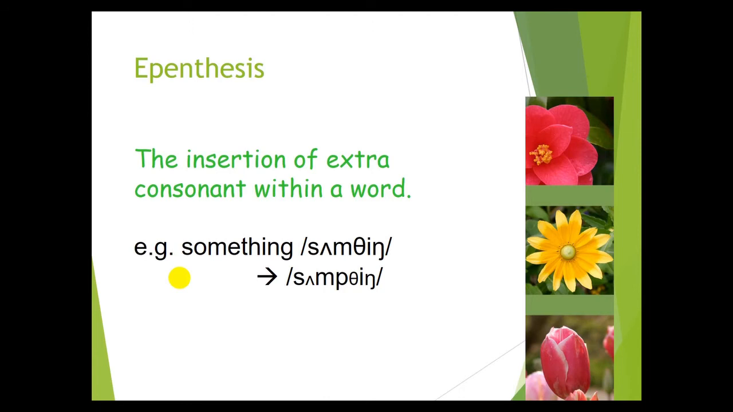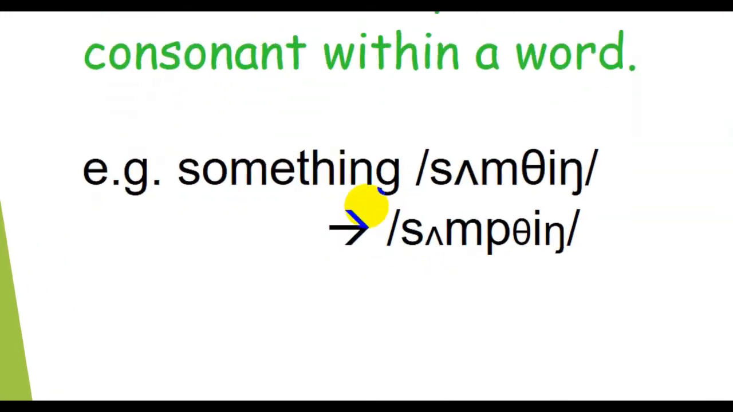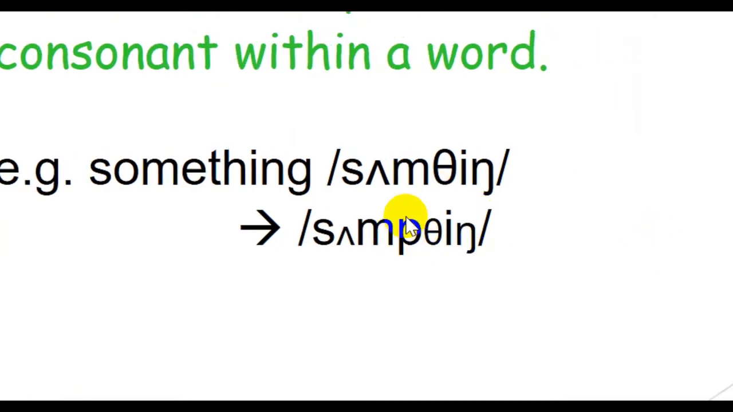Another phonetic process is epenthesis. Epenthesis is the insertion. Remember, the key is here, the insertion of an extra consonant within a word. For example, in the word something, actually it is like this, "sumthing." But if we hear the pronunciation of people, they insert the sound p. So it becomes "sumpthing."